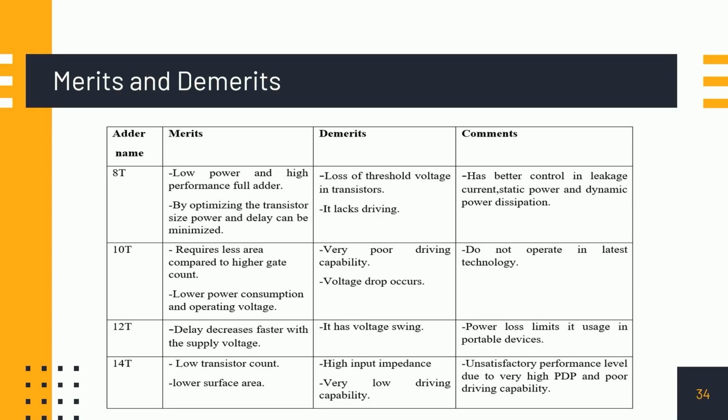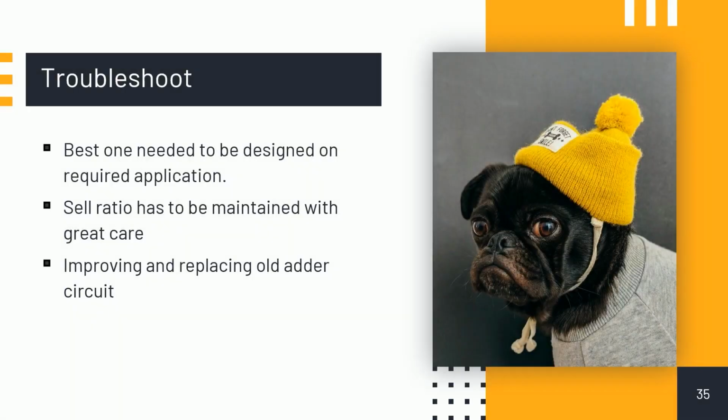In 12T, delay decreases faster with the supply voltage, though power loss limits its use in portable devices. 14T leads to high input impedance, which causes unsatisfactory performance, though it has lower surface area in terms of other bigger circuits. While designing those circuits, many prospects were kept in mind.